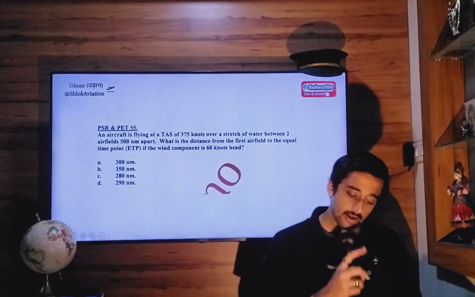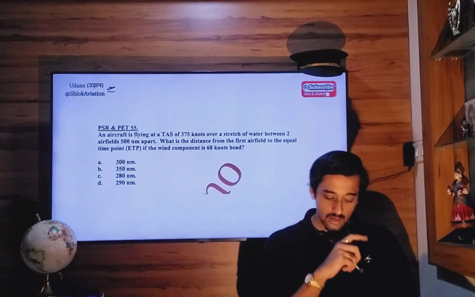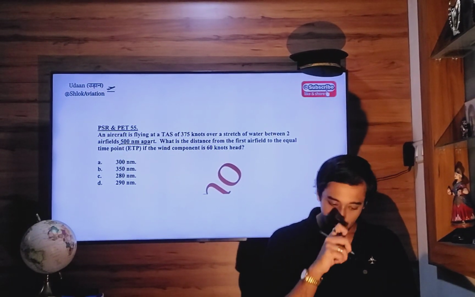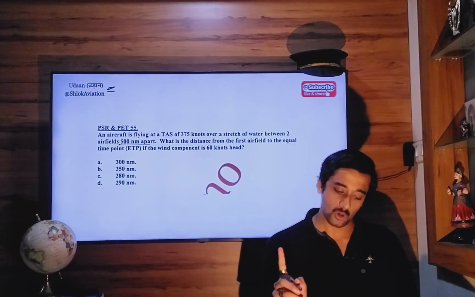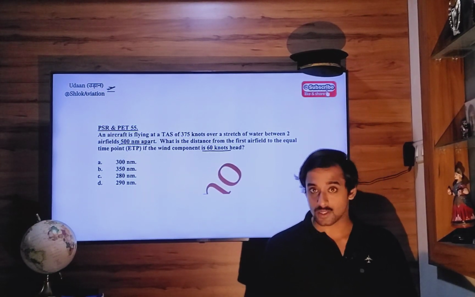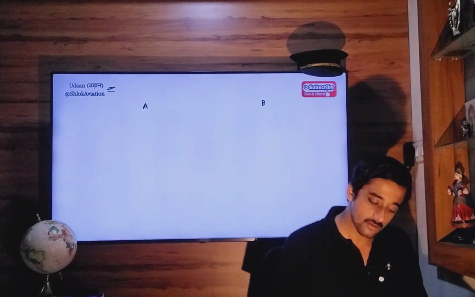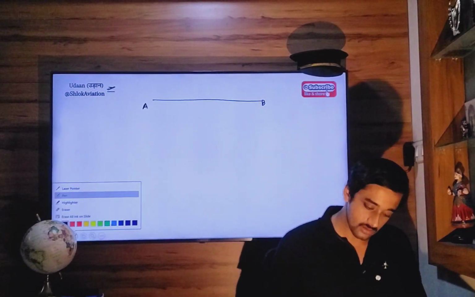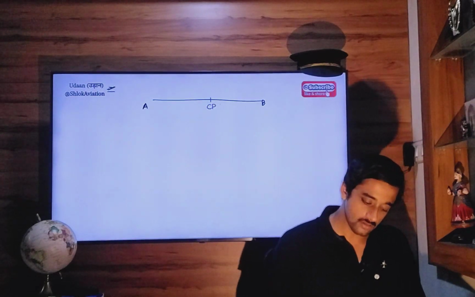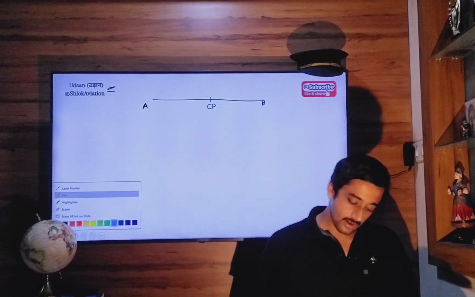55. Aircraft is flying at a TAS of 375 between two airports which are 500 miles apart. What is the distance from first airport to the point of equal time if headwind component is 60 knots? So point A again, point B. So TAS 375.